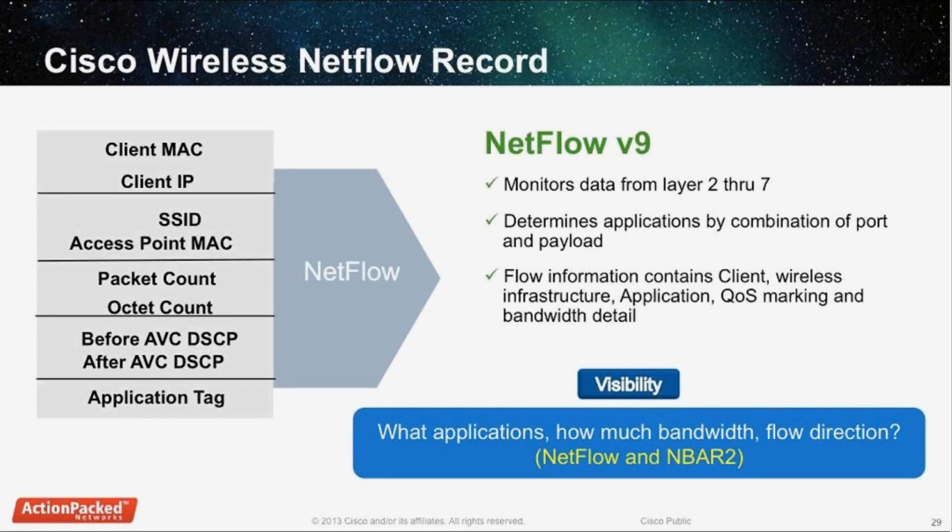And finally, let's talk about Netflow. Cisco uses Netflow V9. Basically, it uses Netflow to export the records, and V9 is the format that it uses. Some of the fields that it exports are the client MAC address, the client IP address, the SSID that the client was associated to, the access point MAC, along with the packet data, the application tag, so you recognize what application is being sent, and the DSCP markings before and after applying AVC.